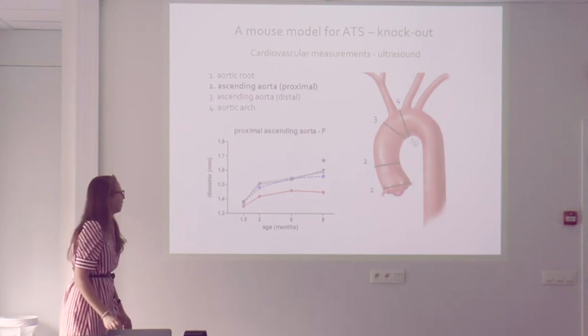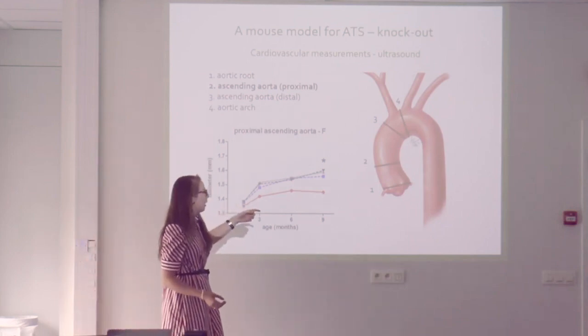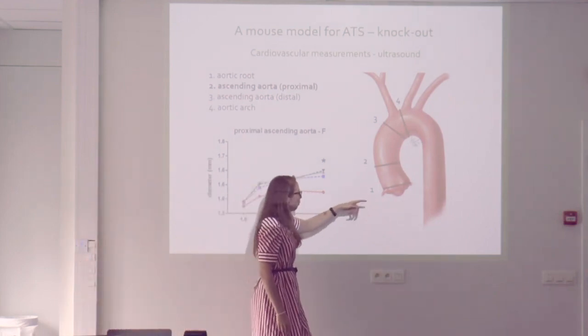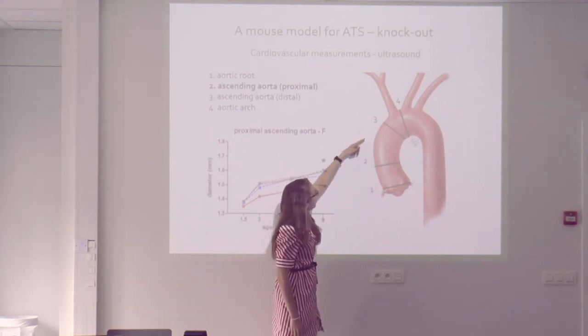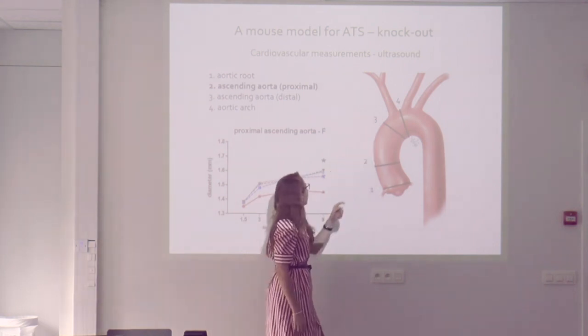We look at the diameter of the aorta at several points. So this is a figure of how the aorta looks. Here it comes out of the heart. And then we look at different points, like at the root, at the proximal part, the distal part, and the arch.